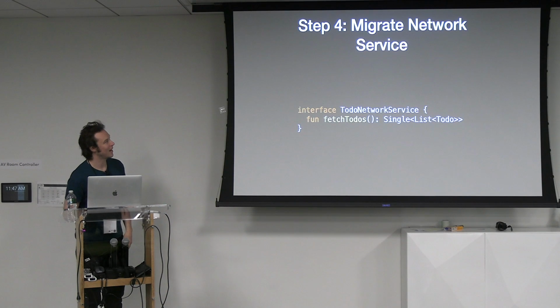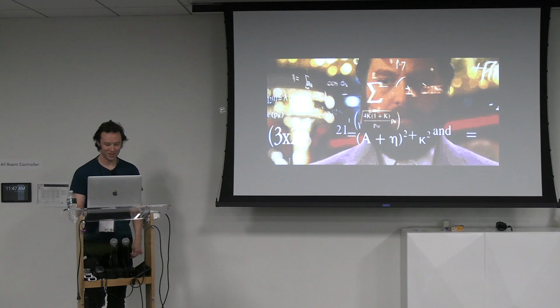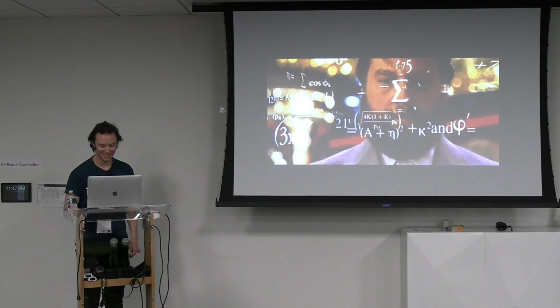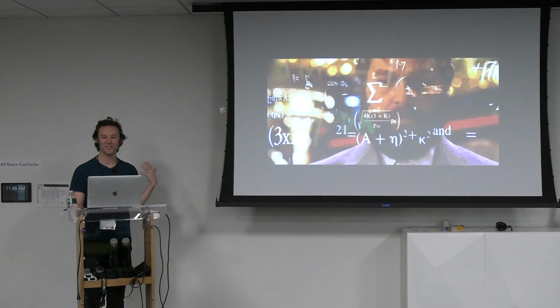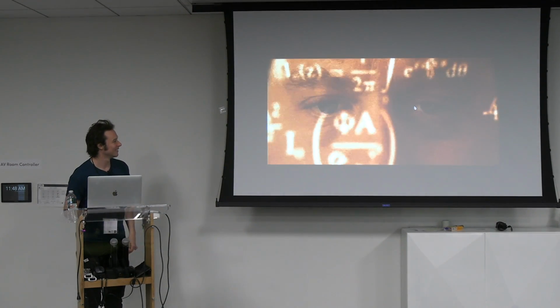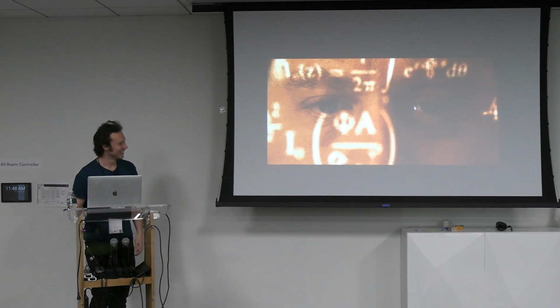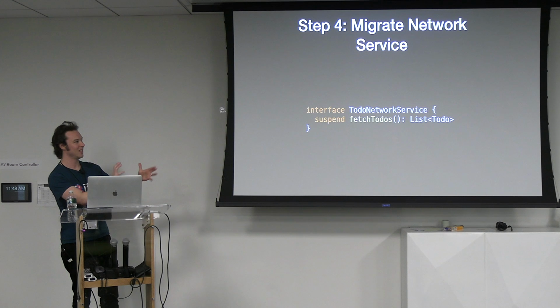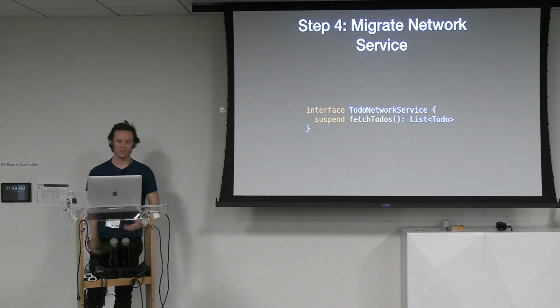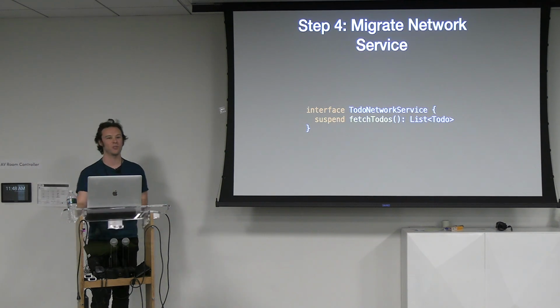And next up, we need to migrate our network service. So what's going to go? Oh yeah, look, I had a nice slide that breaks up this 50 slides of code really well. I'll just sit on it for a while. So within our network service, this becomes really simple too. Instead of having something that returns a single of a list of to-dos, it's just a suspending function, returns a list of to-dos, ready to go.